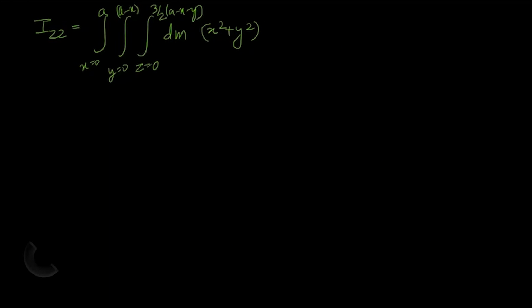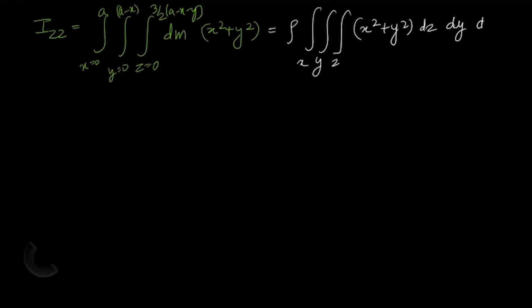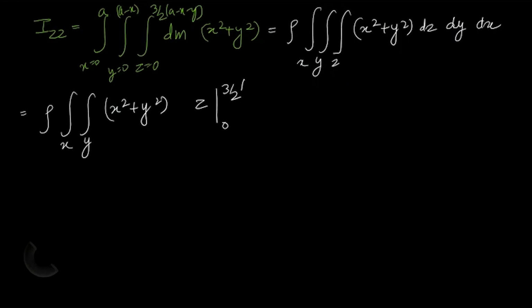So this is the expression for IZZ. So we can substitute for dm now. There is rho x, y, and z, x square plus y square, dz, dy, and dx. So let's first integrate with respect to z. So this is rho, x and y integrals, x square plus y square, and this integration of dz is z, 0 to 3 over 2 a minus x minus y, dy and dx.